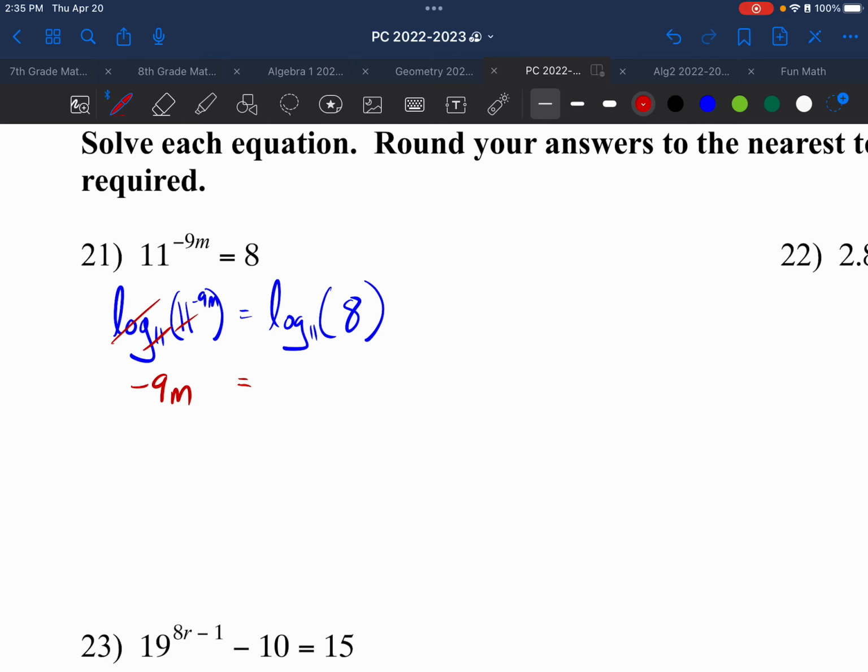But this is going to be a change of base formula because we can't put that into our calculator. So this is really log of 8, all of this divided by log of 11. And now that we've done our change of base formula, we just divide by 9. We say divide by negative 9, divide by negative 9, and I get m by itself is equal to this. M is equal to, I'm just going to type this into a calculator real quick.